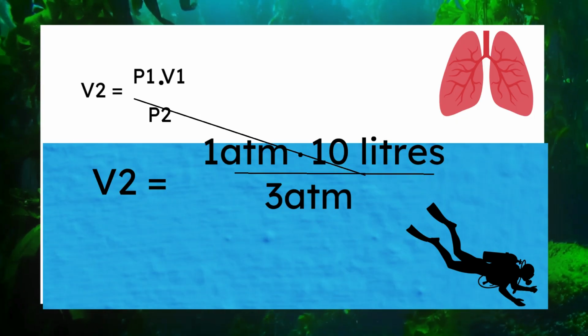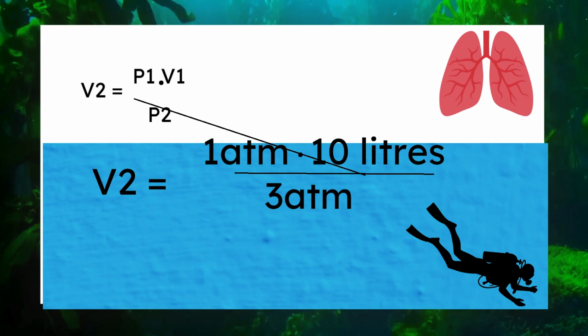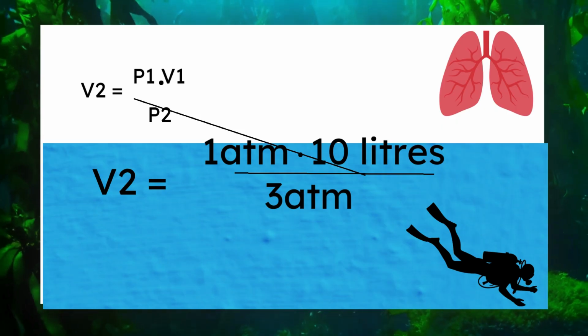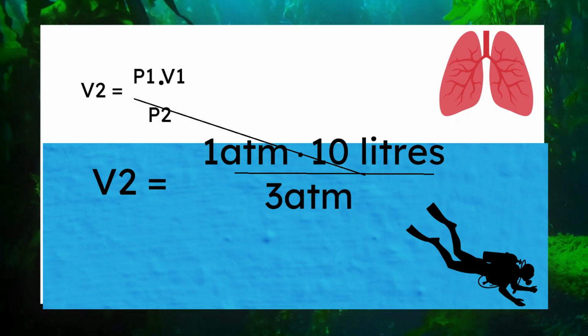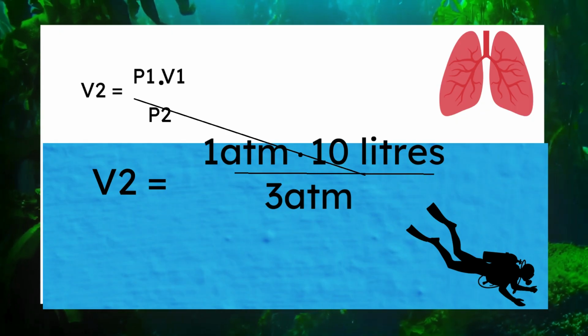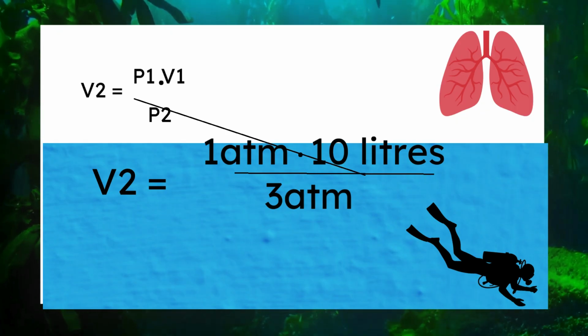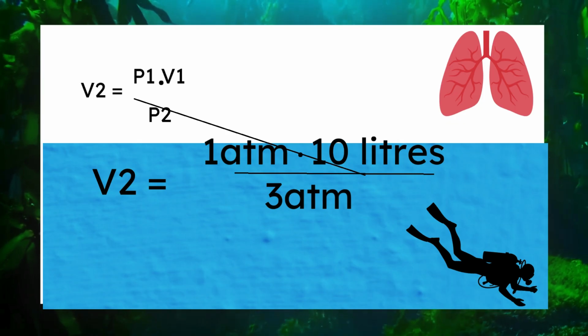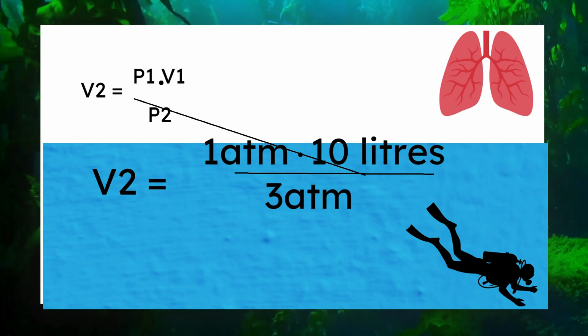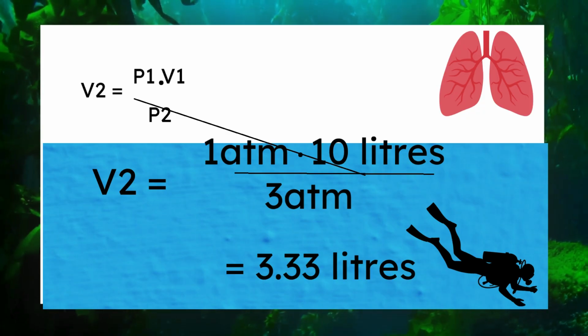What about if the same diver dived down to 20 metres, starting with the same lung capacity? The calculation stays exactly the same, apart from we are now changing it to 3 atmospheres of pressure. So we are now dividing 10 by 3, which is 3.33 litres. So the diver's lung capacity has gone from 10 litres to 3.33 litres.